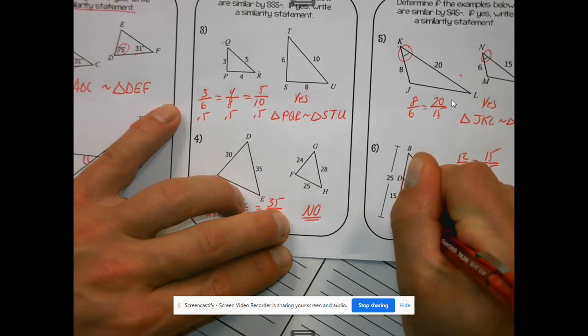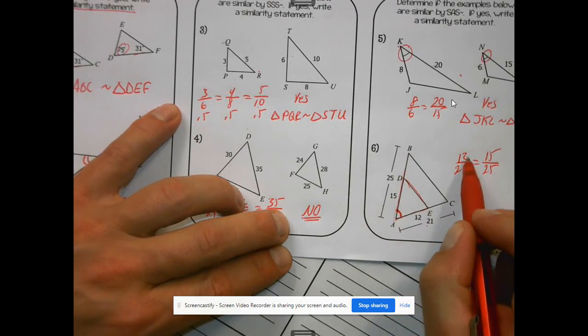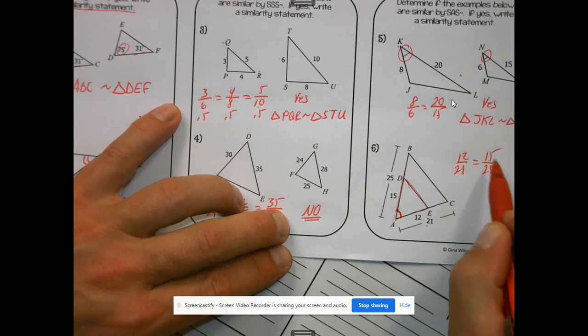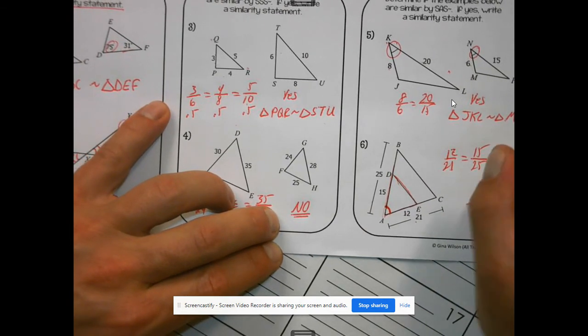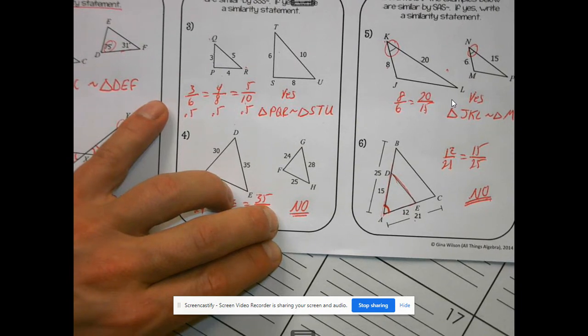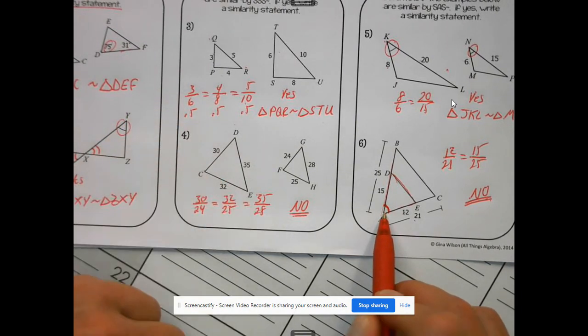Yes, we have the angles, right? The angle of the small triangle is the same angle of the big triangle, but the problem is this. If I type in 12 divided by 21 and 15 divided by 25, they do not come out to be the same. So this one is a no. Sides are not in proportion, even though we had congruent angles on both. So this one is a no.